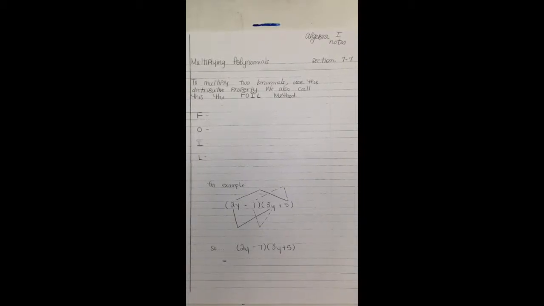These are the Section 7 notes, and we're going to start talking about multiplying polynomials. In Section 7.6, we learned how to take one monomial and multiply it by a polynomial by distributing that monomial to each part of the polynomial. Now we're going to take two polynomials and multiply them together.